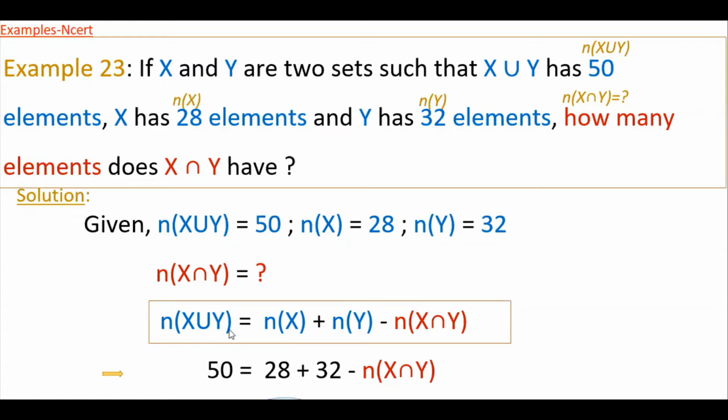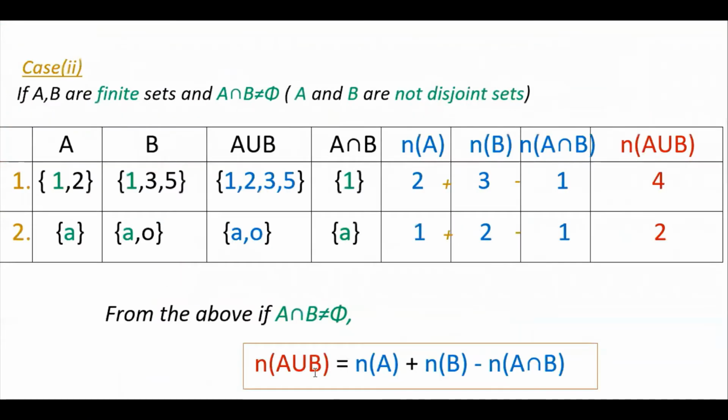We know that n(X union Y) is equal to n(X) plus n(Y) minus n(X intersection Y). Because we learned here that n(A union B) is equal to n(A) plus n(B) minus n(A intersection B) if A intersection B is not an empty set.